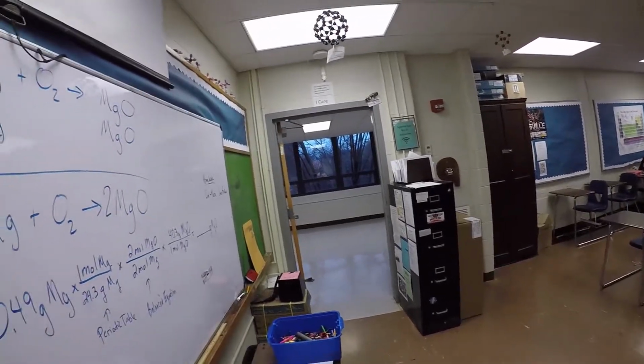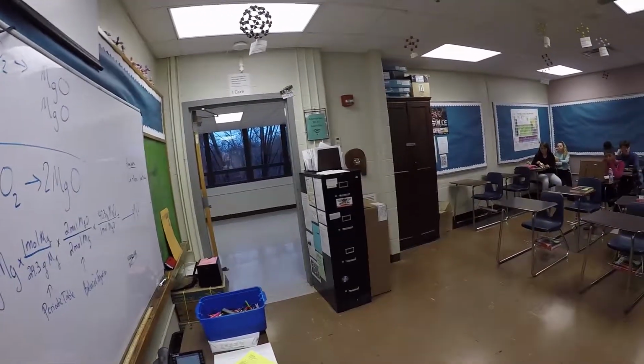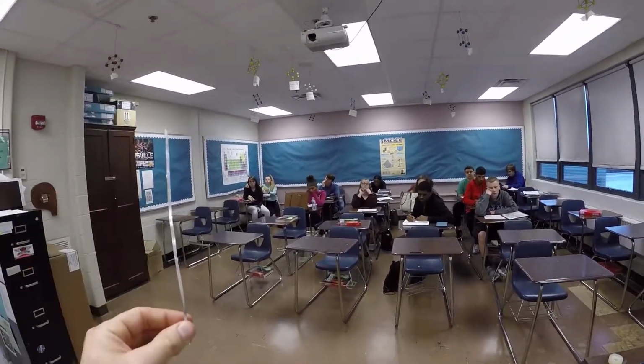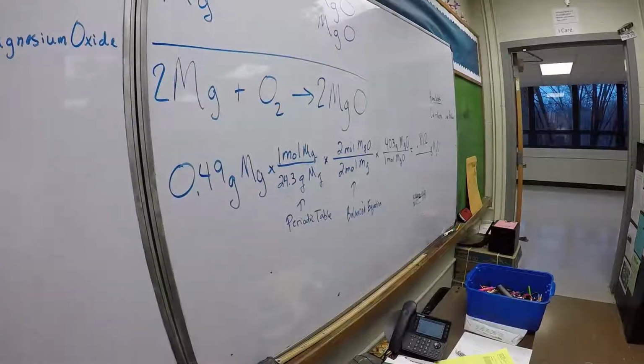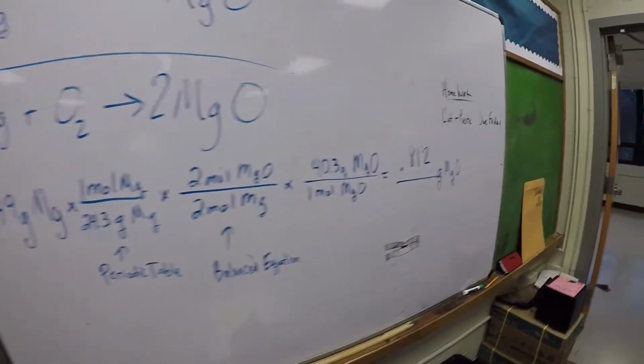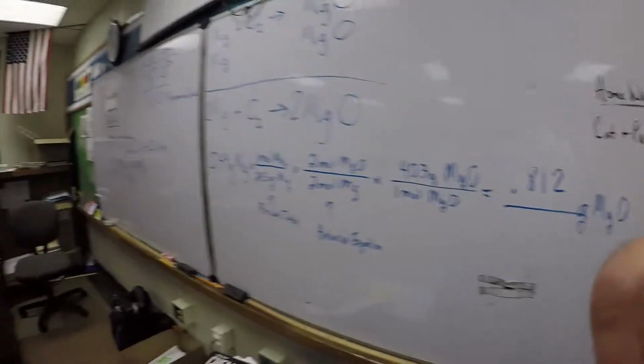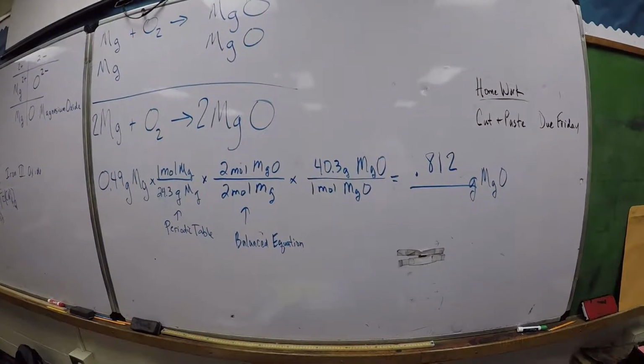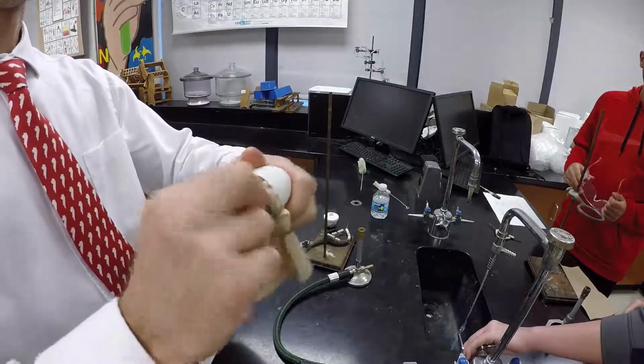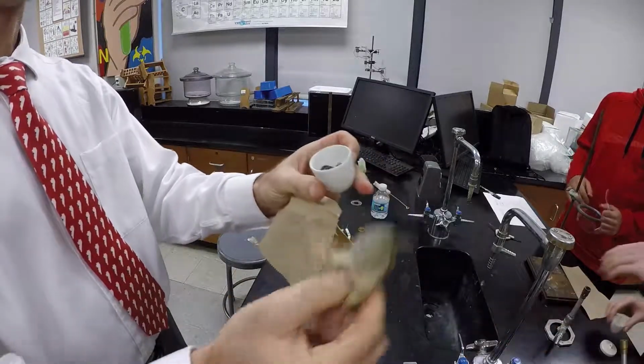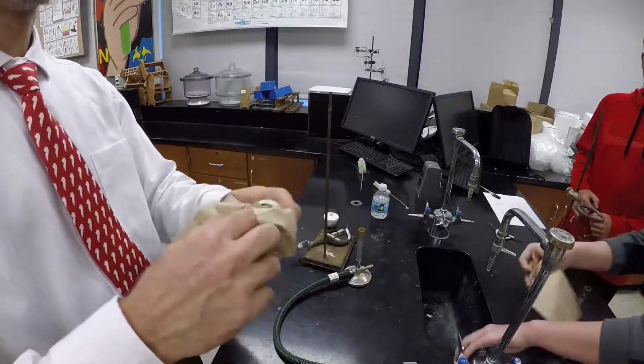We need that to do stoichiometry. We're just introducing it today because when we take this magnesium, what I want to test for today is to see if you do the math here, you're going to see that the answer is 0.81 grams.